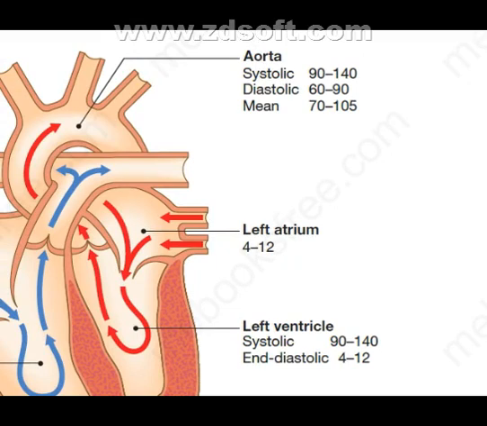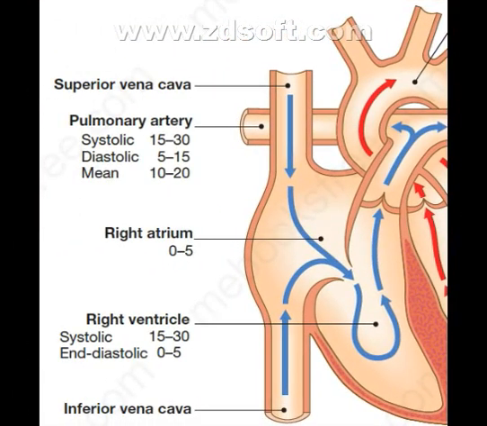Here it shows pressure in the aorta: systolic pressure 90 to 140, diastolic pressure 60 to 90, mean arterial pressure 70 to 105. In the left atrium, the pressure is 4 to 12 millimeters of mercury. In the left ventricle, systolic pressure is 90 to 140 millimeters of mercury and diastolic pressure is 4 to 12 millimeters of mercury. In this diagram, there is the superior vena cava.